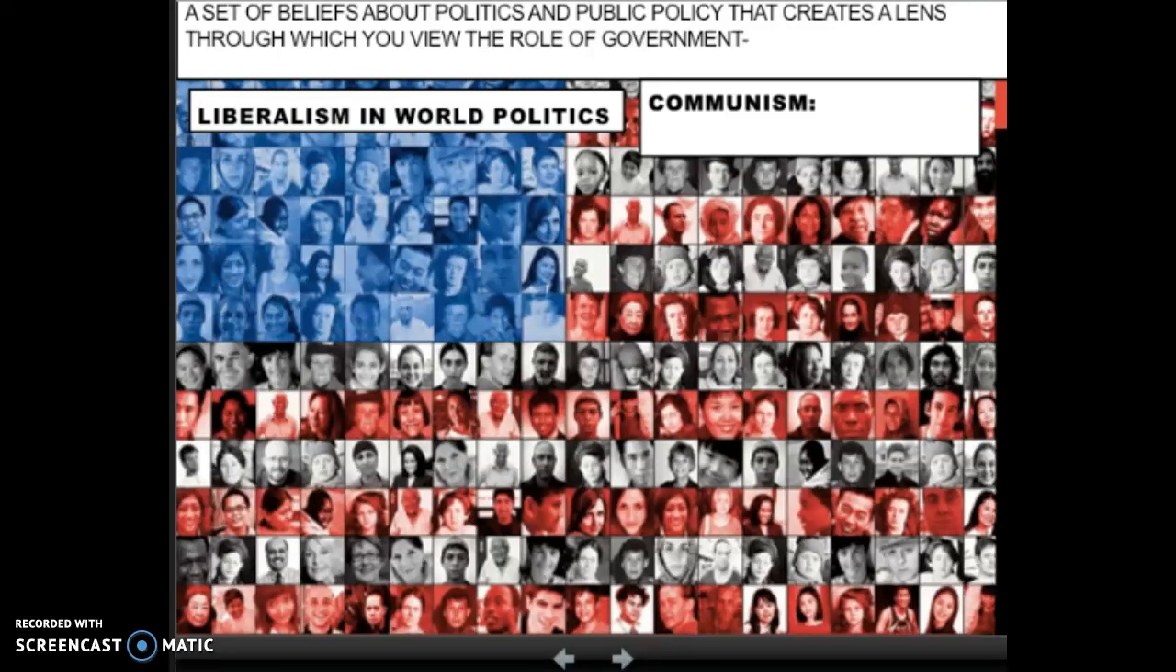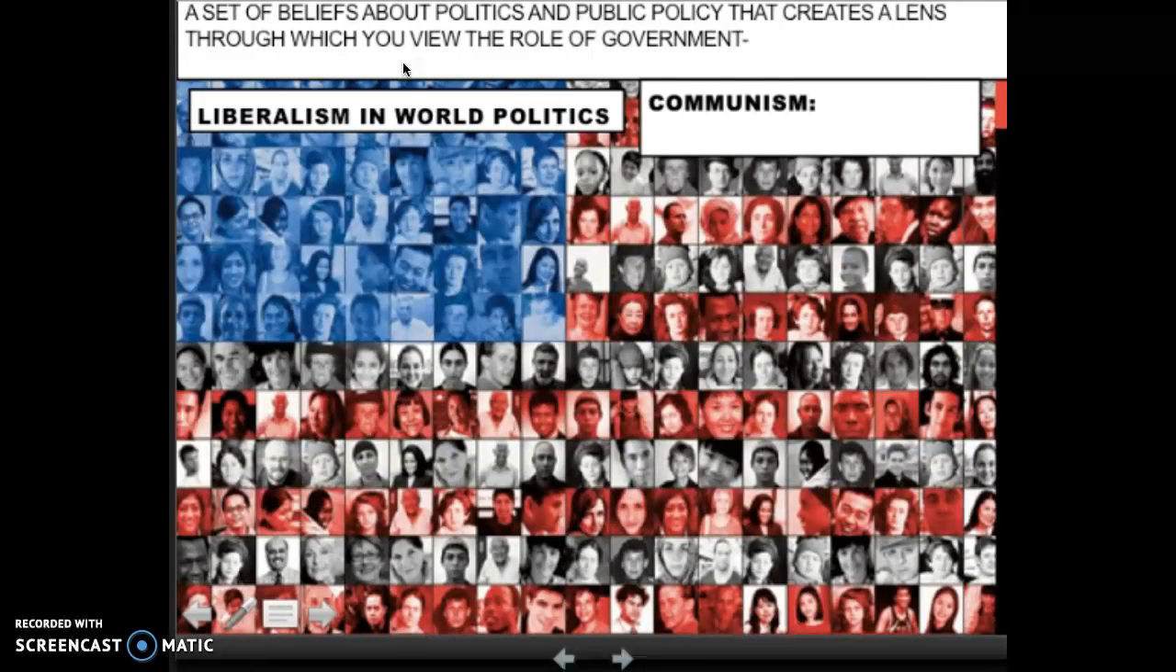Political ideology. Right, political ideology in comparative government is a little bit different than the different political ideologies that you would find in US government. So in US government, our two political ideologies really are conservative and liberal, and then most people are moderate. Political ideology, by definition, is a set of political values held by an individual regarding the basic goal of government and politics. It becomes the set of beliefs about politics and public policy that creates a lens in which you view the role of government.